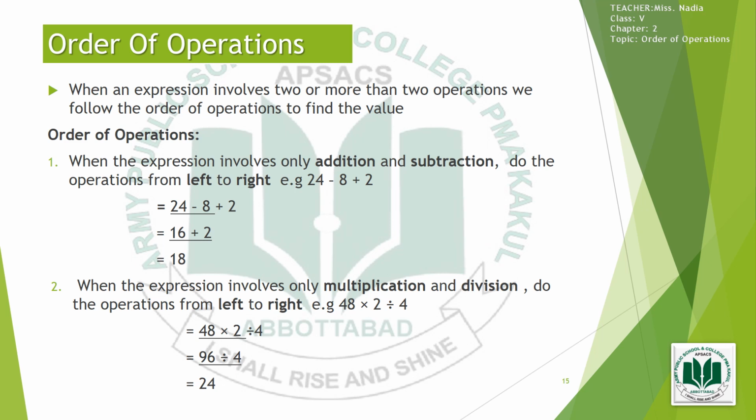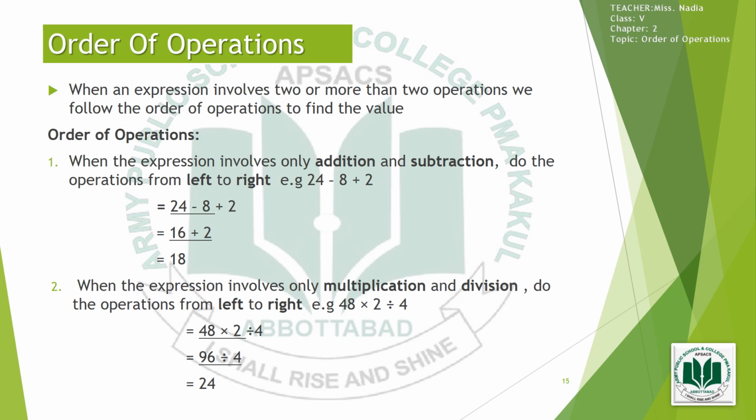Number 1, when the expression involves only addition and subtraction, we do the operation from left to right. For example, 24 minus 8 plus 2. Here we have only addition and subtraction, so we do the operation from left to right. That is, first we will subtract 8 from 24, and then in the next step we will add 2 to 16. So the answer is 18.